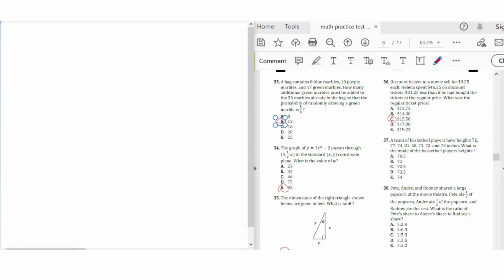You can remember what the mode is because mode sounds like most often. It's the number that appears most often. Looking at these numbers, 72 appears twice. Therefore, 72 is the mode.